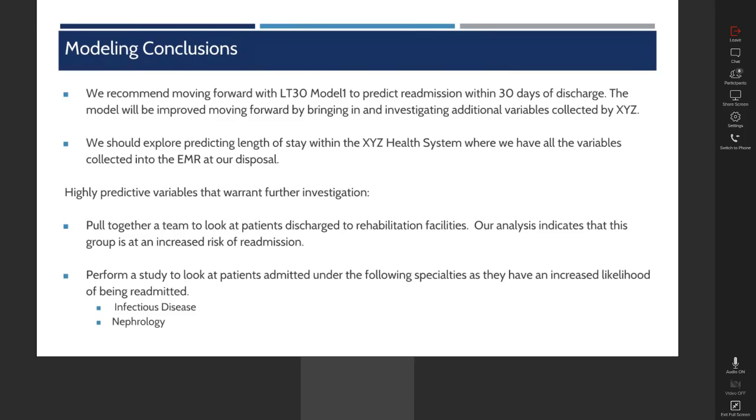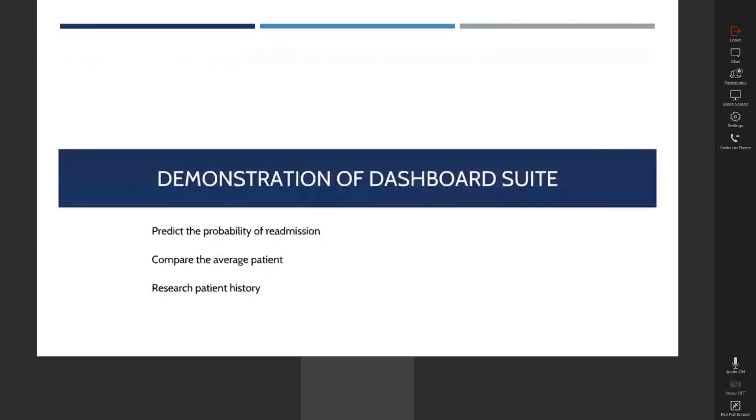And then just to touch on, again, those high-value variables, things that were highly predictive, here are a couple projects that we recommend moving forward with. We recommend that you pull together a team to look at patients discharged to rehabilitation facilities, as our analysis indicates that this group is at an increased risk of readmission. We also recommend that a study be performed to look at patients admitted under the specialties of infectious disease and nephrology. So without further ado, I will turn it over to Allison, who's going to do some demonstration of the models, which is definitely the good stuff. All right, Allison, all yours.